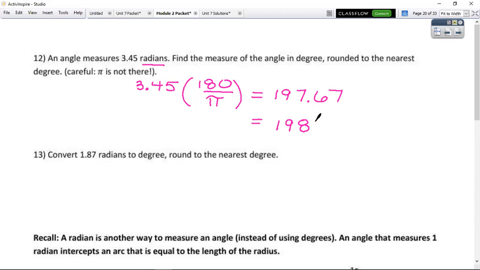Number 13, you're going to do the same exact thing. Convert 1.87 radians to degrees. So we go 1.87 multiplied by 180 over pi. And you're going to carefully type that in the calculator. So 1.87 times 180 divided by pi. And this is equivalent to, did you guys get 107? Great, 107 degrees.